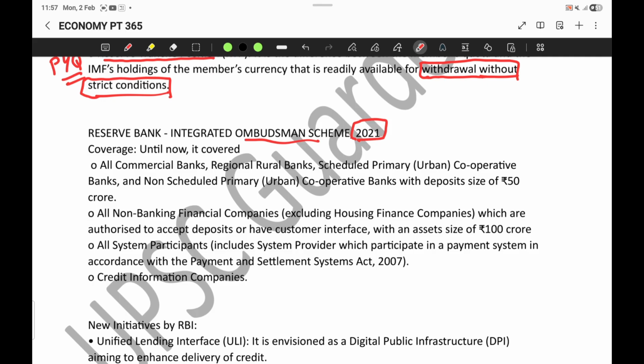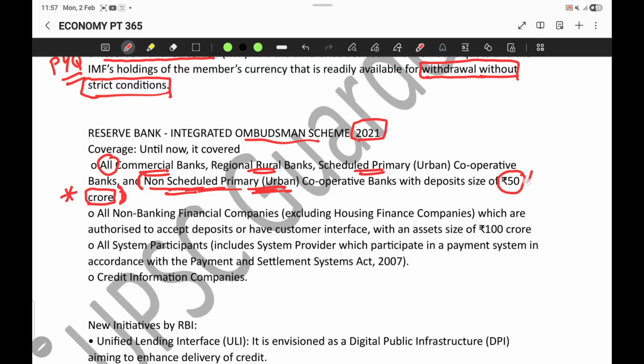Fine. So what all the things are covered? Are all banks covered? No, there is a restriction. So what kind of banks are covered? Let us see one by one. Firstly, all commercial banks are covered, rural banks are there, scheduled primary urban cooperative banks are there, and non-scheduled primary urban cooperatives are also covered, but 50 crore is the benchmark. 50 crore and above non-scheduled primary urban cooperatives are there. So these things we have to focus.